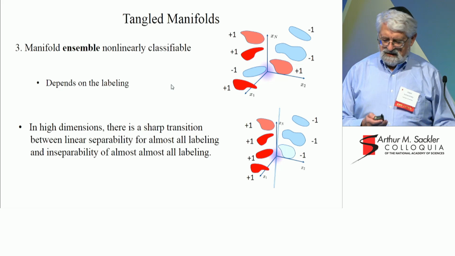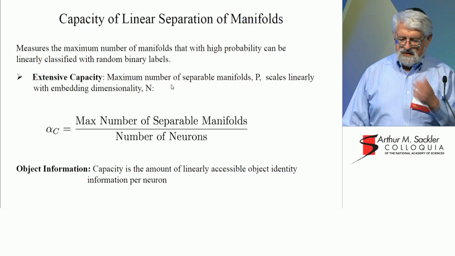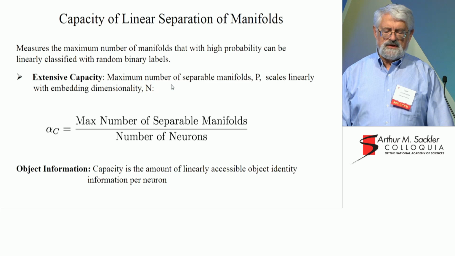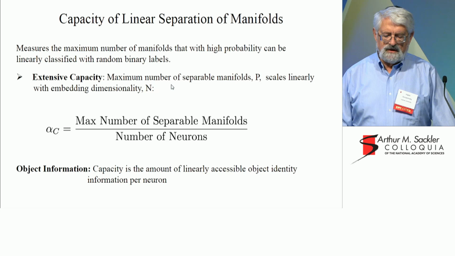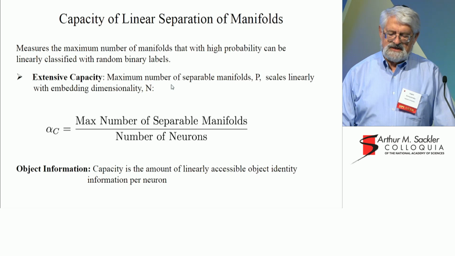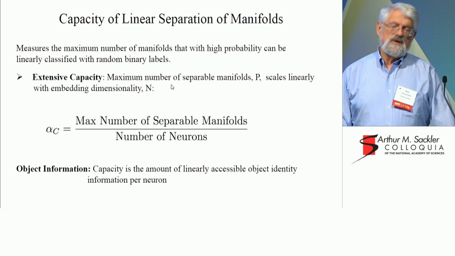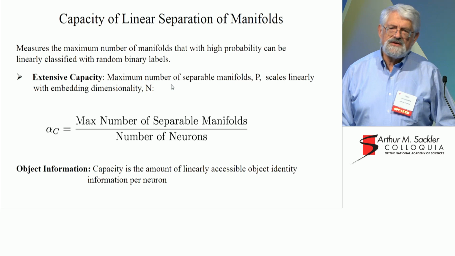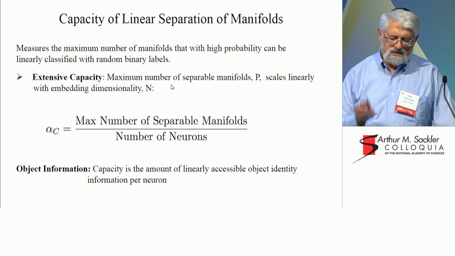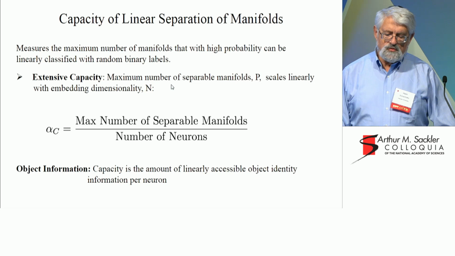So here's just a highlight of this type of theory, the statistical mechanics theory. What I'm defining is capacity, and the capacity is the maximum number of manifolds that with high probability can be linearly classified if you randomly label them by random binary labels. Under those conditions that I hinted about, it's extensive, in the sense that the number of separable manifolds scales linearly with the dimension N. Which is good, which just means that we don't have to look at the entire layer, whatever layer we look at, but we can just sample a part of it and measure the capacity efficiently. So the capacity will be the ratio, the maximum number of separable manifolds per neuron in a given population.